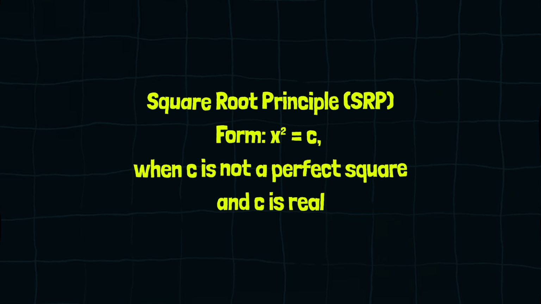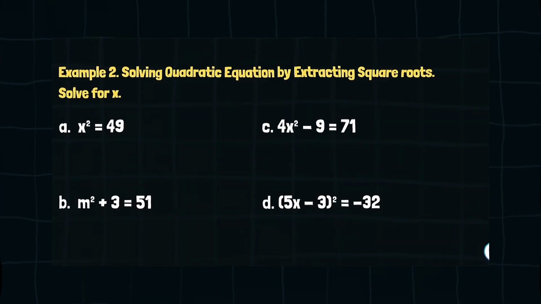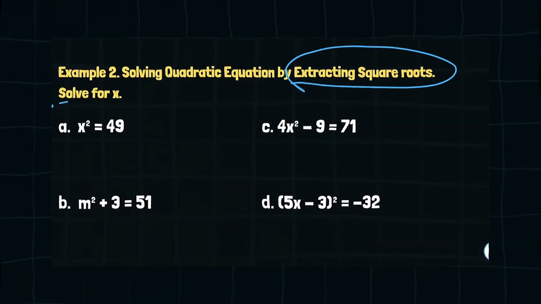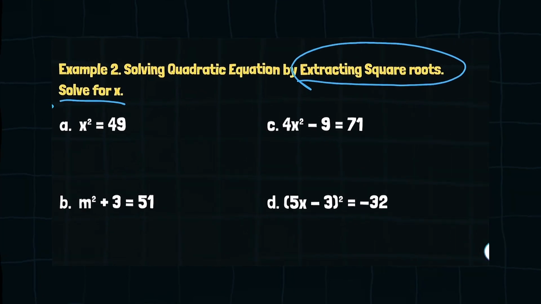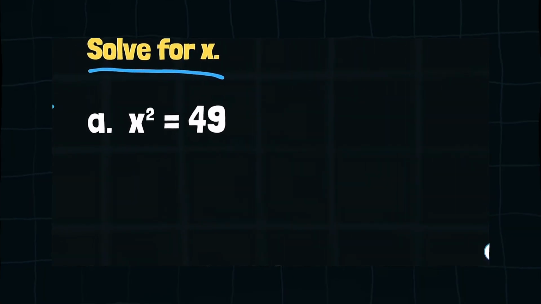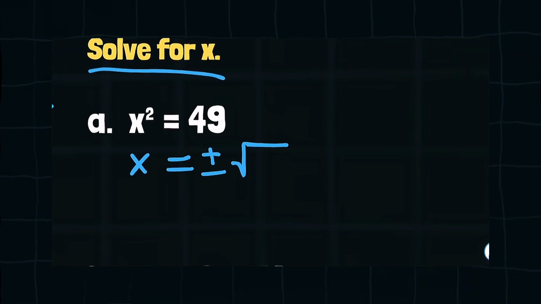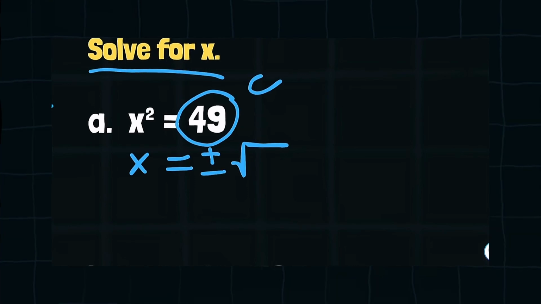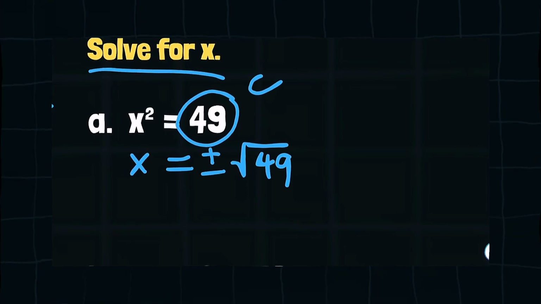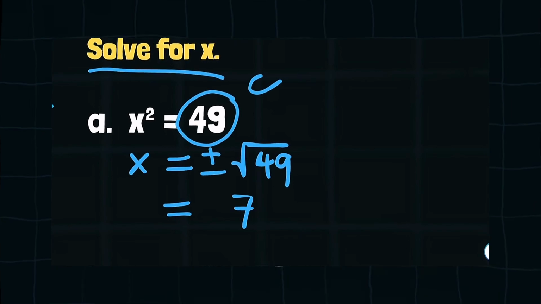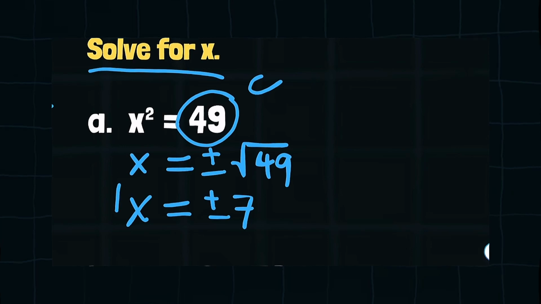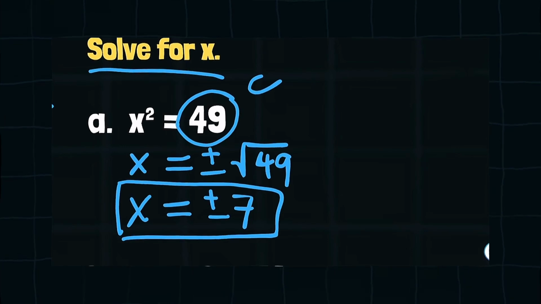For our next set of examples, we need to solve quadratic equations by extracting square roots. Let us solve for x for the first given, x squared equals 49. Applying the square root principle will make our lives easier here. We write x equals plus or minus the square root of c, which is 49 in this case. Then we have to simplify the radical. Since 49 is a perfect square number, it will be easy for us. The square root of 49 is 7. Finally, we have x equals plus or minus 7. You can also use the terms positive or negative 7 as well, if you insist.